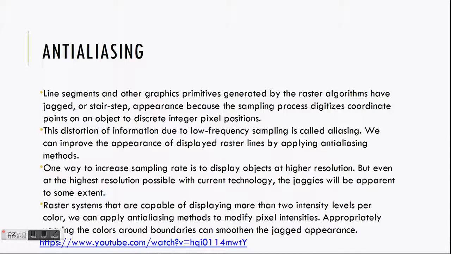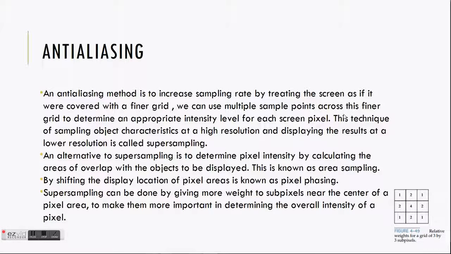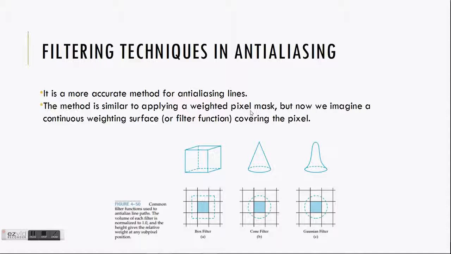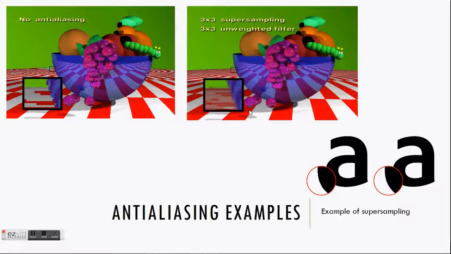So as we have seen in the video, anti-aliasing can be done with the help of improving the resolution or increasing the samples. Another method of anti-aliasing is area sampling, where we calculate the pixel intensity from the areas of overlap with objects to be displayed. Filtering techniques will give you a more accurate method for anti-aliasing lines. There are three different filters: box filter, cone filter, and Gaussian filter.